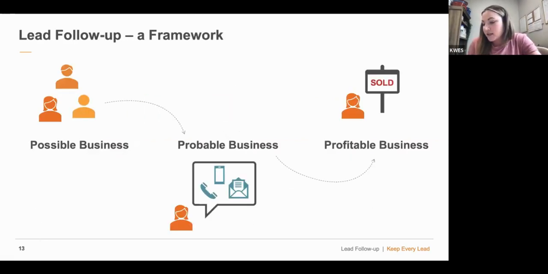So think of the leads that enter your database through lead generation as your possible business. Lead follow-up helps turn the leads from possible business into probable business with the end goal of being a profitable business. In 2021, the National Association of Realtors profile of home buyers and sellers details the opportunity that lead follow-ups can provide your business. They collected research that shows that when selecting an agent to use, 73% of buyers only talk to one agent, and 82% of sellers only contacted one agent.